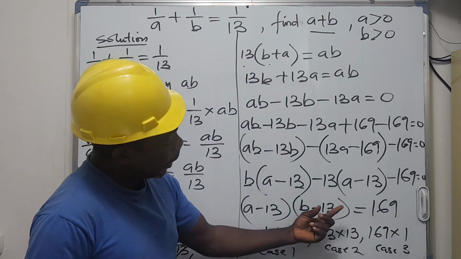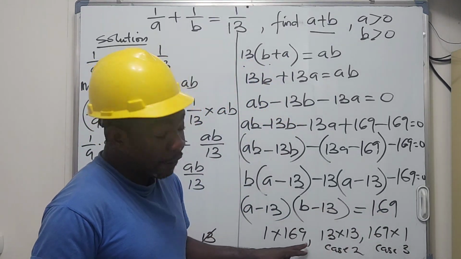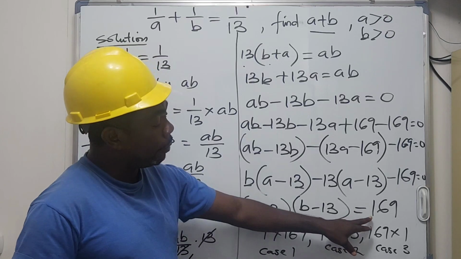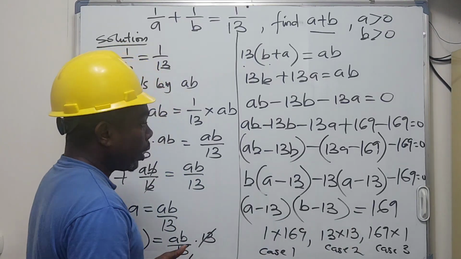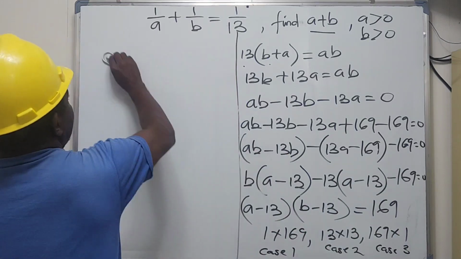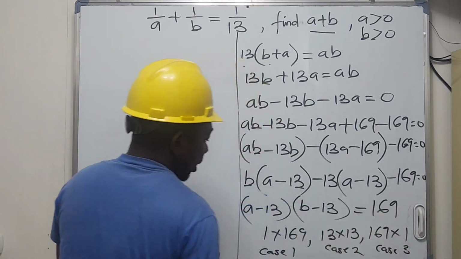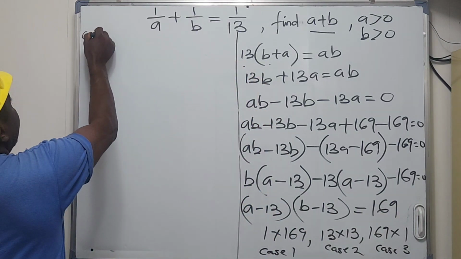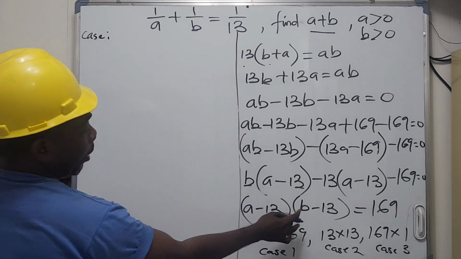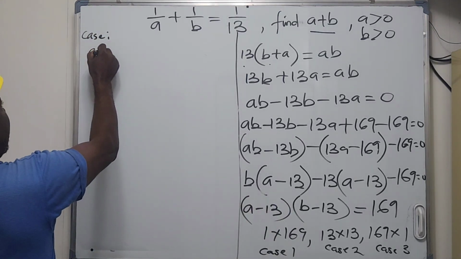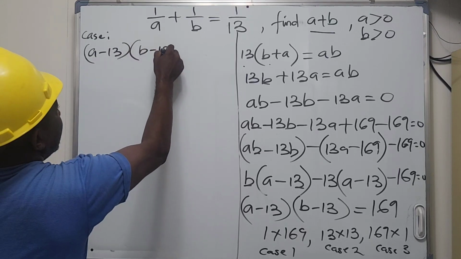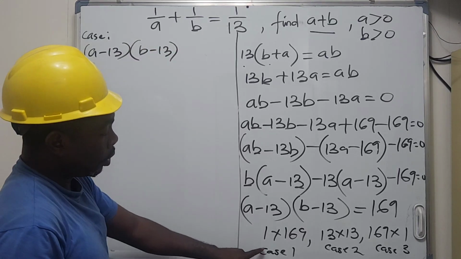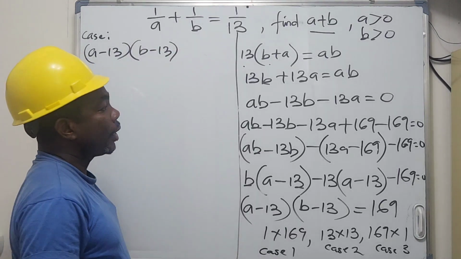So we are going to substitute these cases, the factors of 169, in the place of 169 in this equation. So what we are going to do is come over to this other side. So here we say case 1, our equation remains a minus 13 into b minus 13. Then taking case 1, we are going to take 1 times 169.